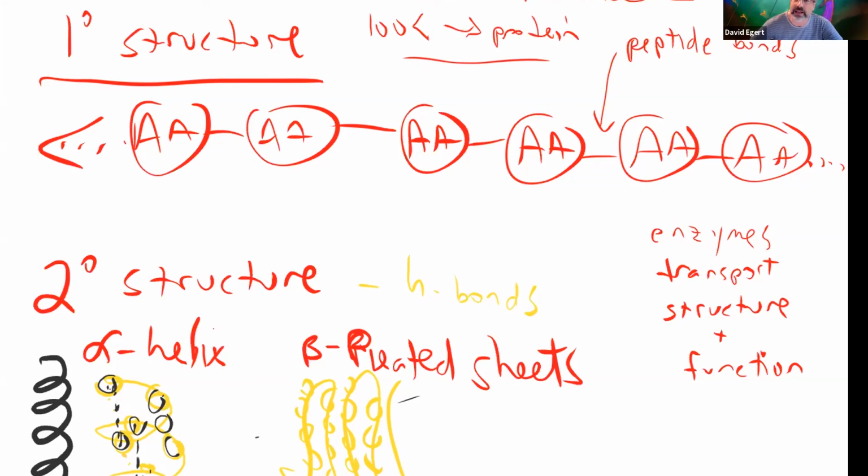Same way in DNA, a hydrogen bond is holding the A to the T or the C to the G. So hydrogen bonds can be between different parts of the same large molecule, or as we've seen with water, they can hold separate molecules together. So this is the secondary structure, these alpha helices and these beta pleated sheets. But wait, there's more. Then we get to the tertiary structure.